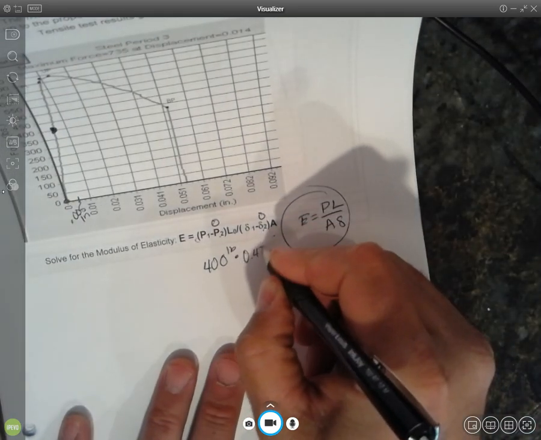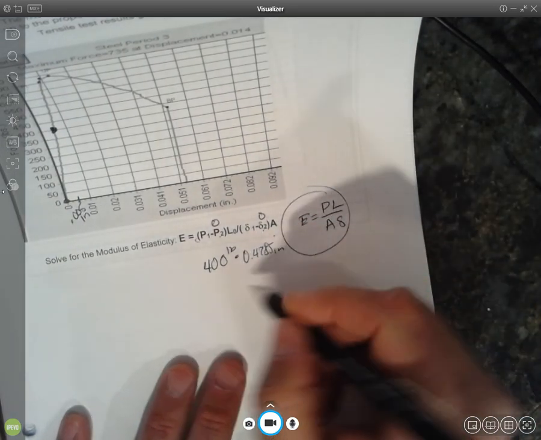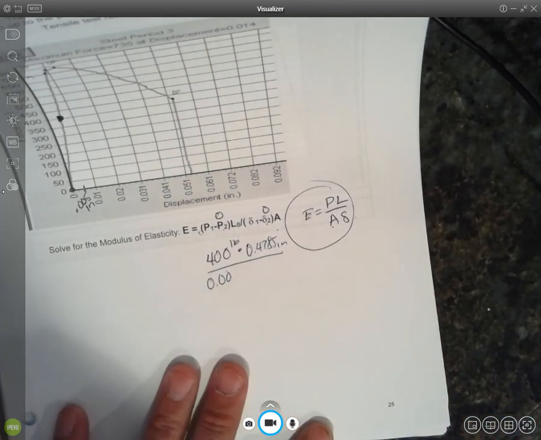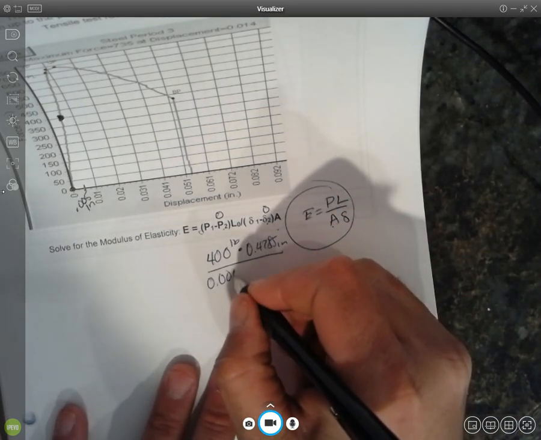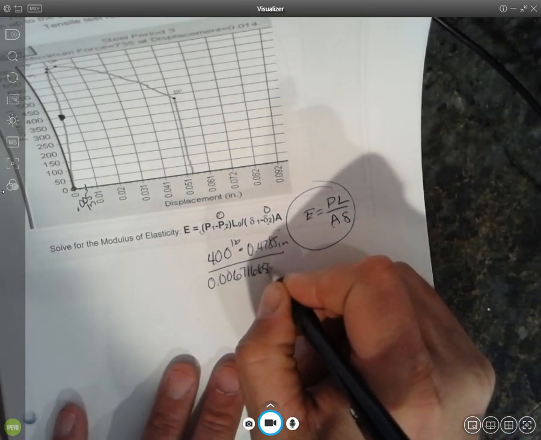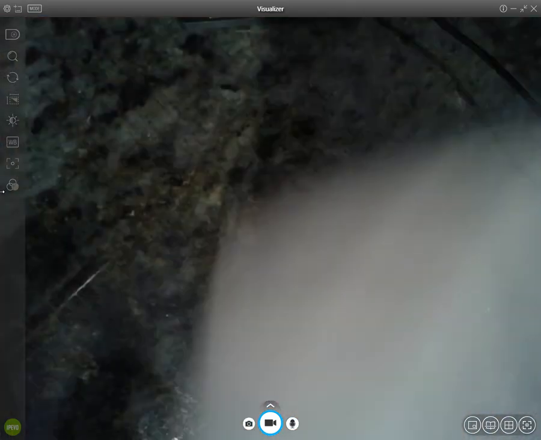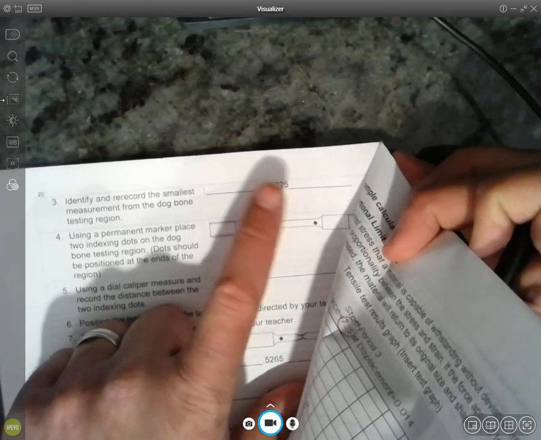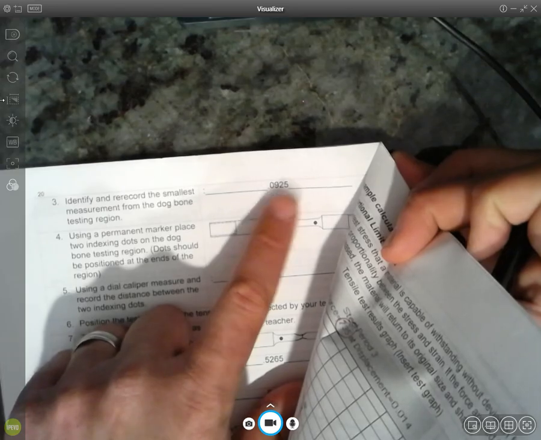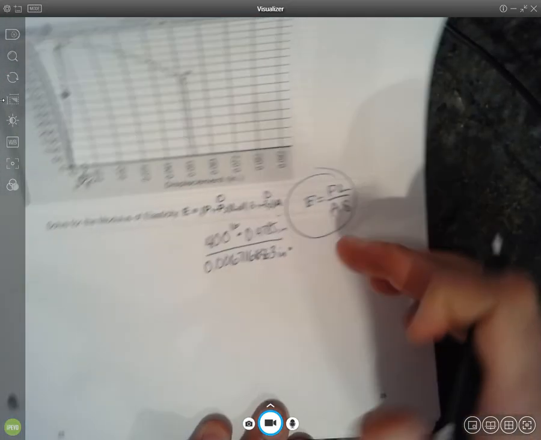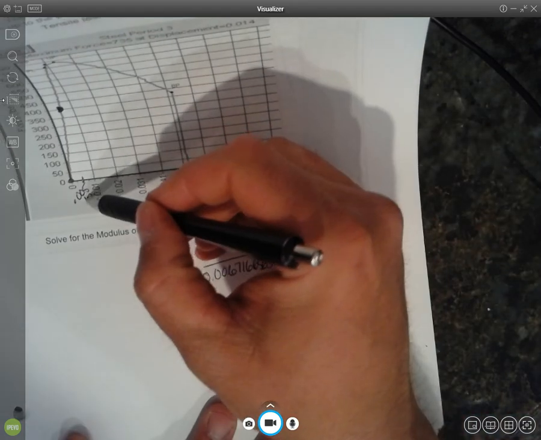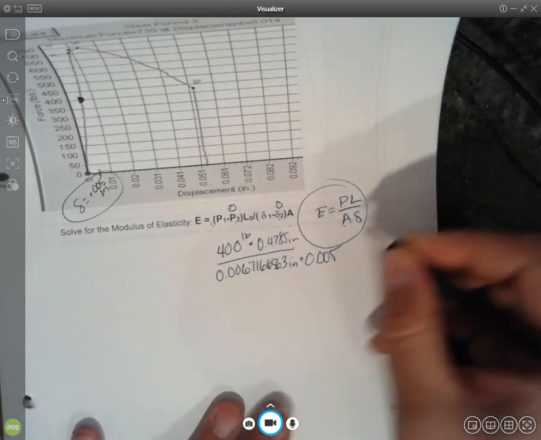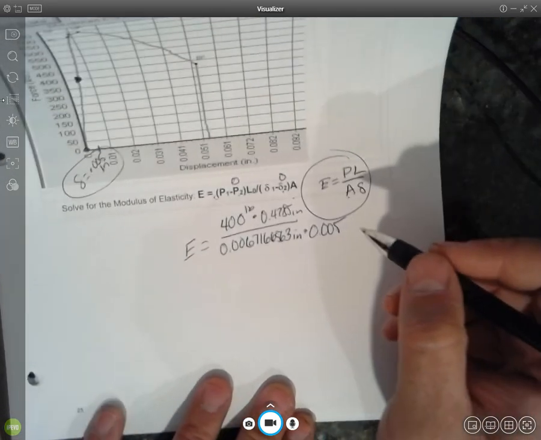times 0.4785 inches divided by the area, 0.00. For mine, it was 0.0067166.563 inches. And again, we got that from calculating using our diameter, right? So use the diameter, square it, divide by 4, multiply by pi, and that's how I got my area. And times the deformation, which we just said is this amount, right? 0.005. So that's how I'll find modulus of elasticity.